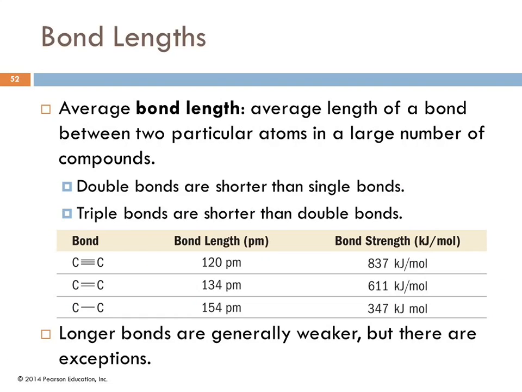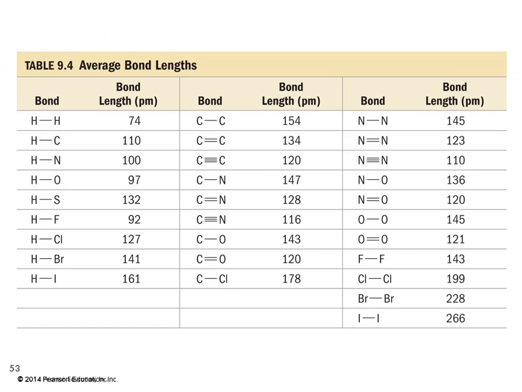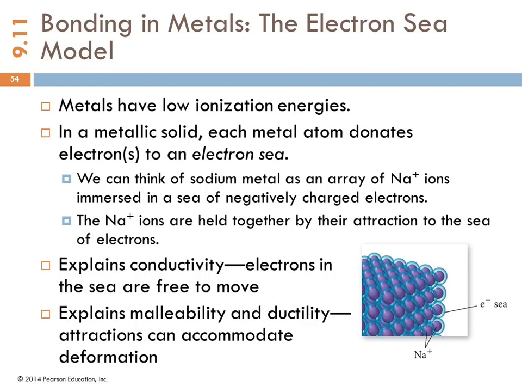Bond lengths. Average bond length is calculated in the same way. They sort of average them over a large number of compounds. Double bonds are shorter than singles. Triples are shorter than doubles. And so you can look at this table and see that as the bond gets stronger, it gets shorter. Longer bonds are generally weaker. There are exceptions. And so here there's a table of average bond lengths. And that's all very nice.